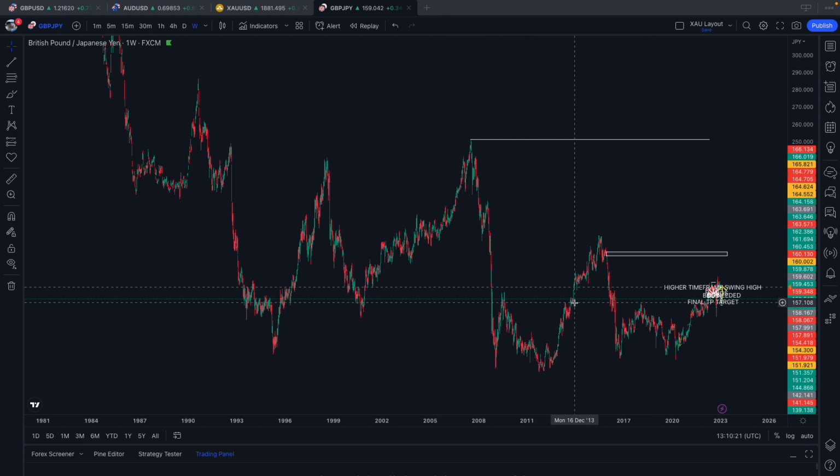So if price was to surpass this protected high, that would be the confirmation we need in order to start looking to buy into this market, as this current bearish trend has finished and the creation of a new bullish trend is underway.